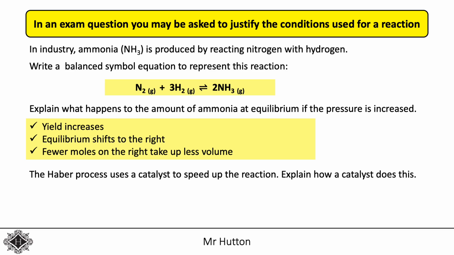Super. Right, yield increases. If the pressure is increased, it's going to favour our forward reaction. So the equilibrium is going to shift to the right because there's fewer moles on the right-hand side. They take up less room. Okay, so we'll get a higher yield if we increase the pressure. The Haber process uses a catalyst, an iron catalyst, to speed up the rate of reaction. Explain how it does this. So try and do that now.